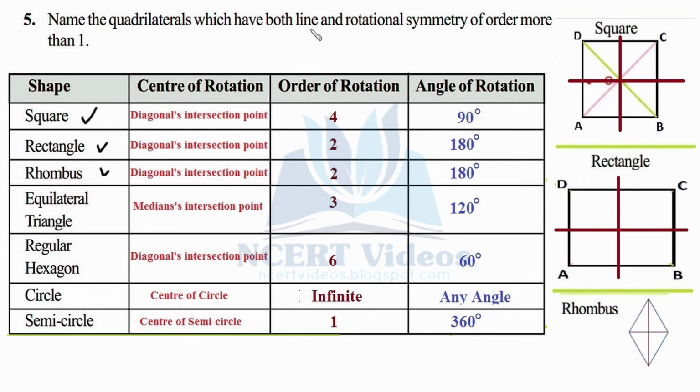Also, they have line symmetry more than 1 because square has 4 lines of symmetry, 1, 2 and 2 with diagonals making 4. Rectangle has these lines of symmetry. Remember, they don't have diagonals as line of symmetry. And at last, rhombus has 2 lines of symmetry, 1 and 2, and it has 2 rotational symmetry as we have discussed in previous question. So it is not only square, but we have square, rectangle and rhombus. Also the question was saying name the quadrilaterals, not only quadrilateral.